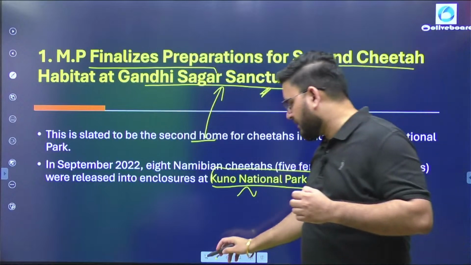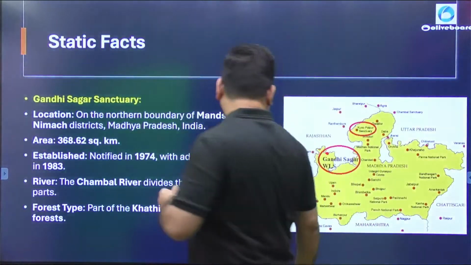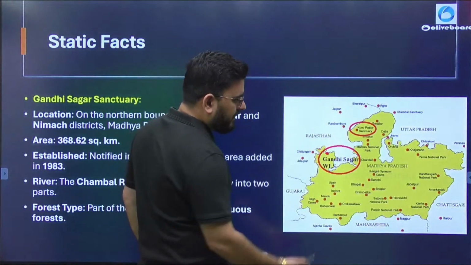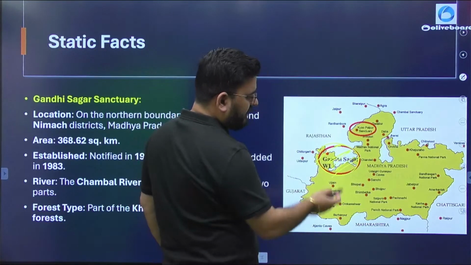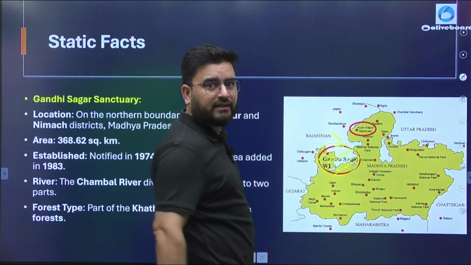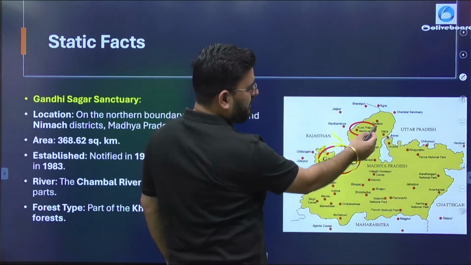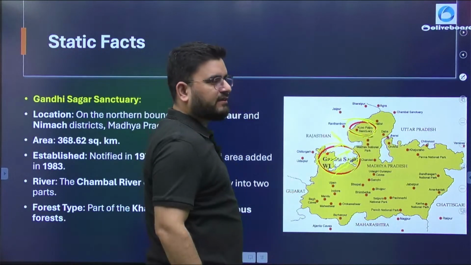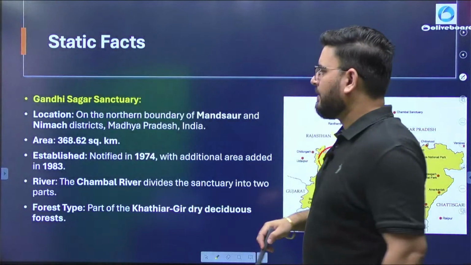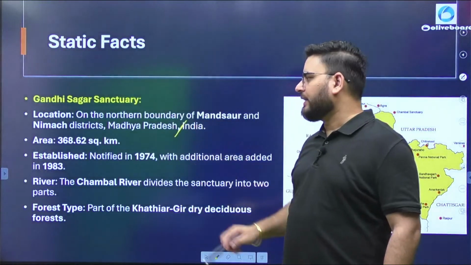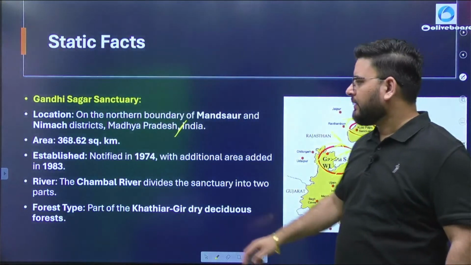You have to remember the thing. So let's see if you can see the map. This is the map of MP. This region is Gandhi Sagar Wildlife Sanctuary. Some part is also covered in Rajasthan. This is Kuno Palpur Sanctuary. It is in the Sheopur district of MP. Right. So this is the location of Gandhi Sagar Sanctuary.